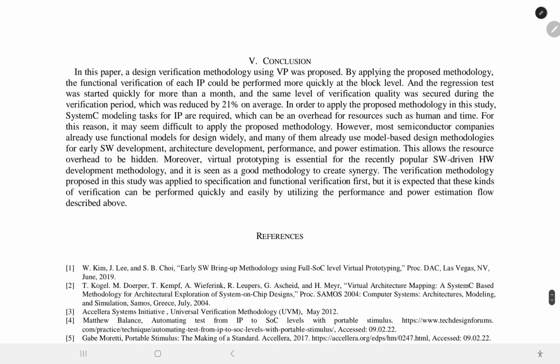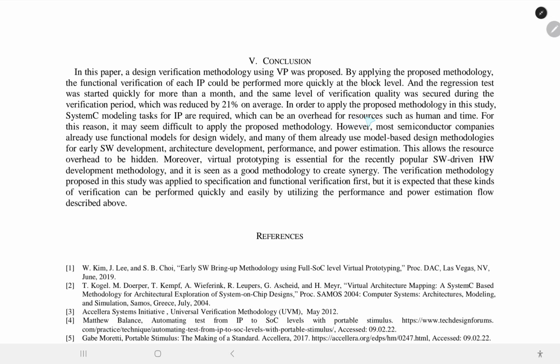5. Conclusion. In this paper, a design verification methodology using VP, virtual prototyping, was proposed. By applying the proposed methodology, the functional verification of each IP could be performed more quickly at the block level, and the regression test was started more than a month earlier, and the same level of verification quality was secured during the verification period, which was reduced by 21% on average.